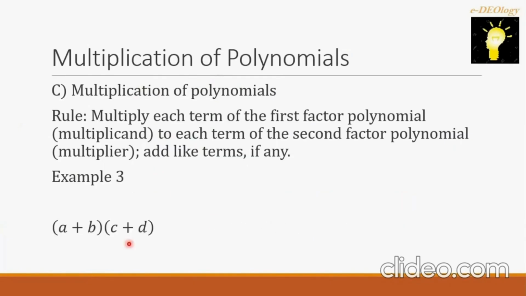Let's go to example 3. A plus b multiplied to c plus d. So the a is multiplied to the terms of the second group. A times c will give ac, then a times d will get ad. Next is the b multiplied to the terms of the other group. So b times c is bc, then b times d is bd. So our final answer is ac plus ad plus bc plus bd.